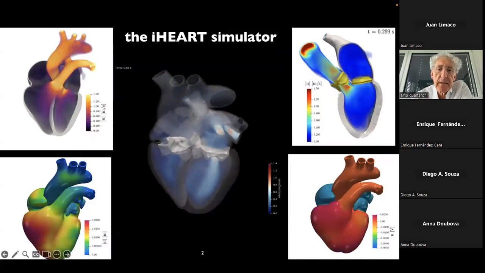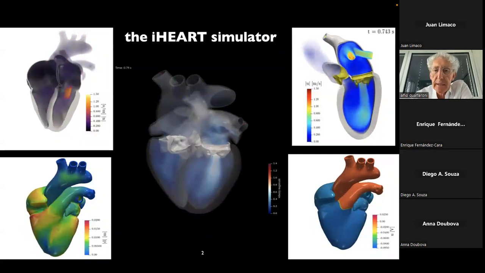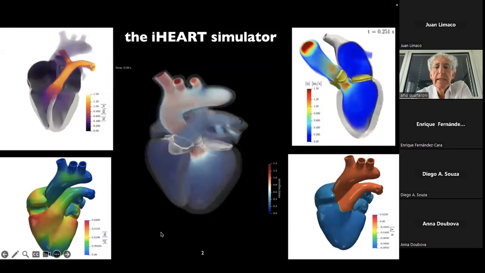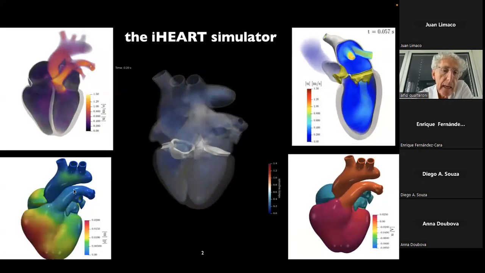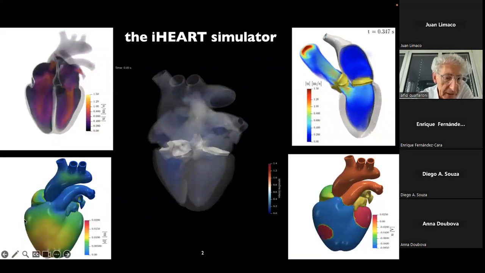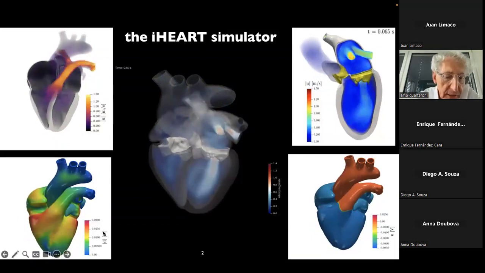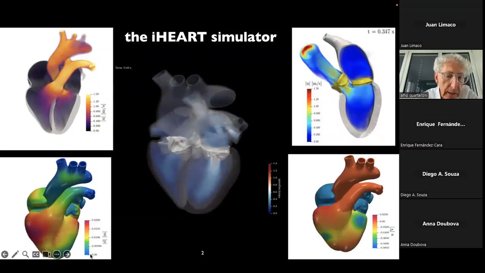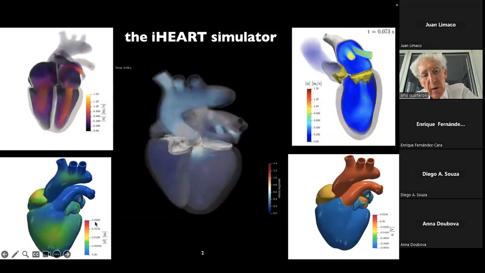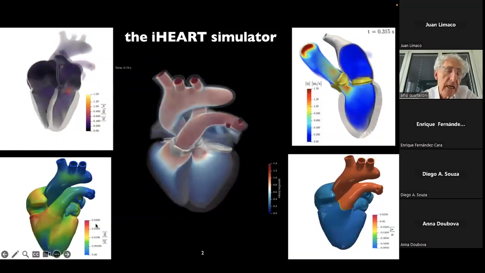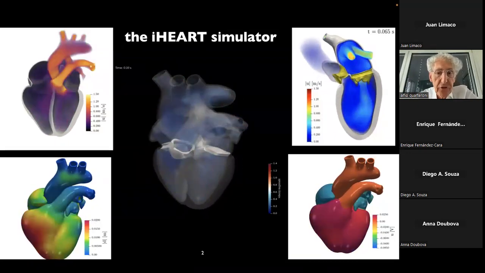So what you see here is a real heart for a human person, which is beating, and you see the most important physical variables that characterize this heart beating. What you see on this left-hand picture is the deformation, in meters. So we go from 0 up to a maximum of 2 centimeters out of 8 centimeters. So it's a very big deformation, more than 25% of the deformation.